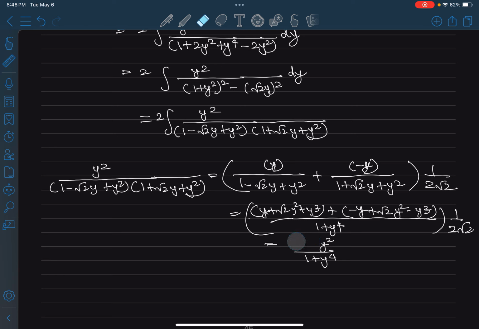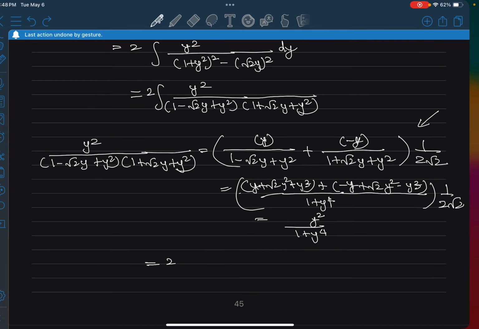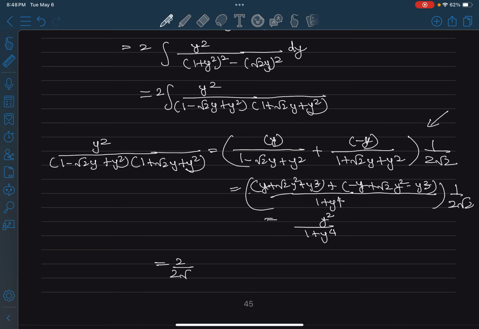So that means this is the correct way to break into partial fractions. You see? This is the correct way to break into partial fractions because we exactly get to what we want, right? Okay. So then let's break into partial fractions. We see that we need to have 1 by 2 root 2 over here in denominator. And then y by 1 minus square root 2y plus y square, right? And then minus y by 1 plus square root 2y plus y square.